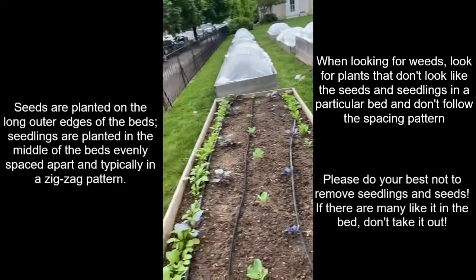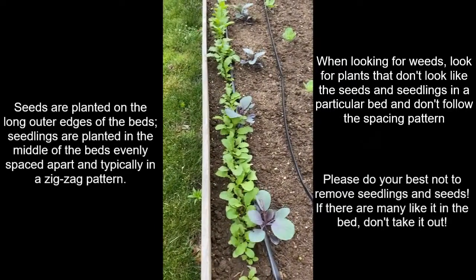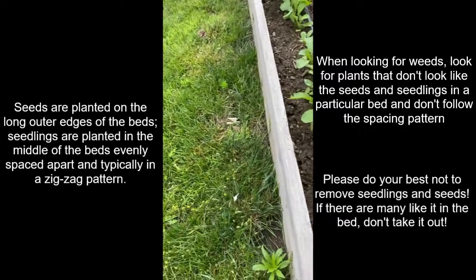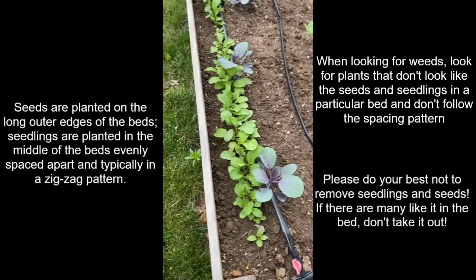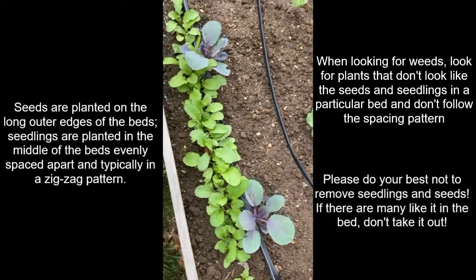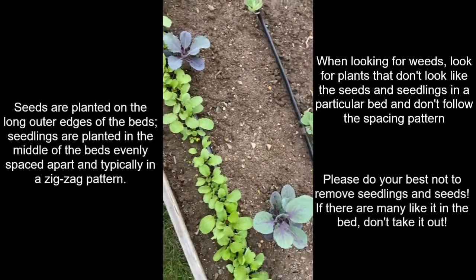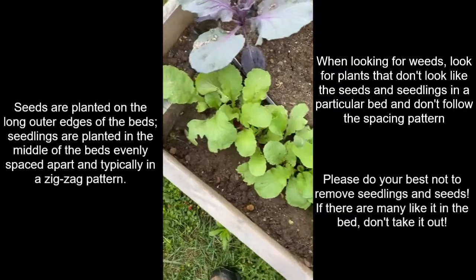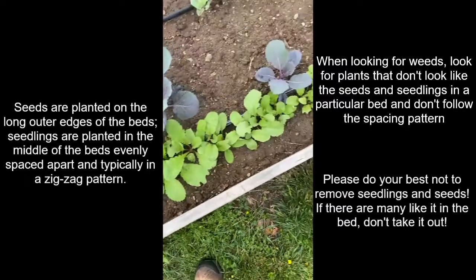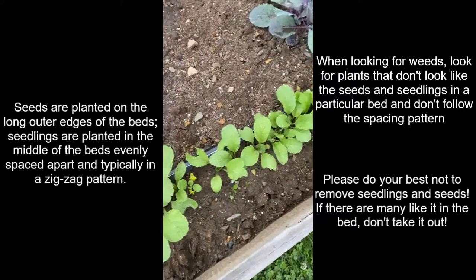Another thing to look out for is we typically plant our seeds, which are these bad boys here that have grown up. We got a bunch of radishes and turnips, I believe. Yeah, these are radishes. And so again, typically on the edges of the bed, we're gonna leave that alone, unless you can see something that definitely doesn't look like the seedlings.